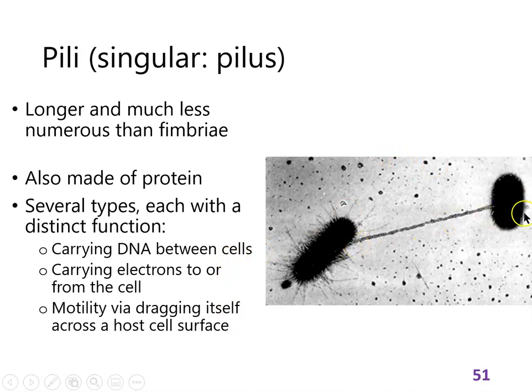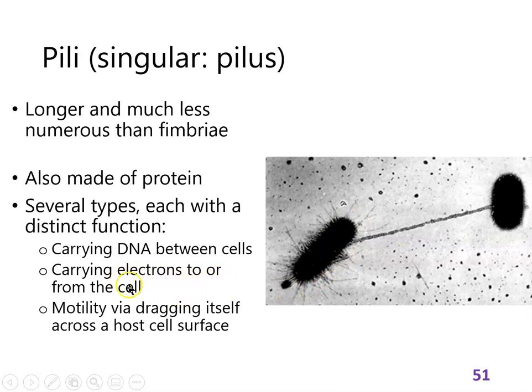They can carry DNA between cells. So this cell might be injecting DNA into this cell. That's a plasmid with an antibiotic resistance gene moving from, I don't know, from one population of cells to the other.